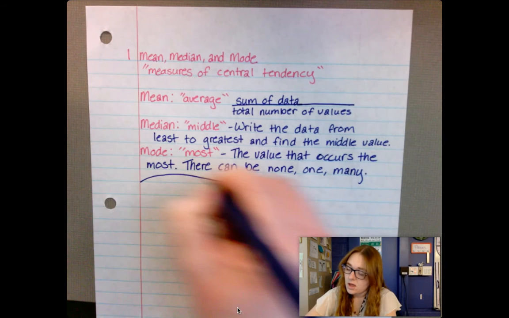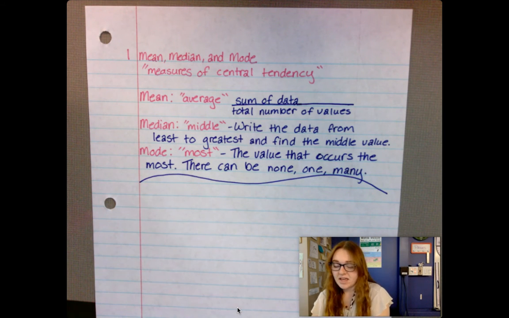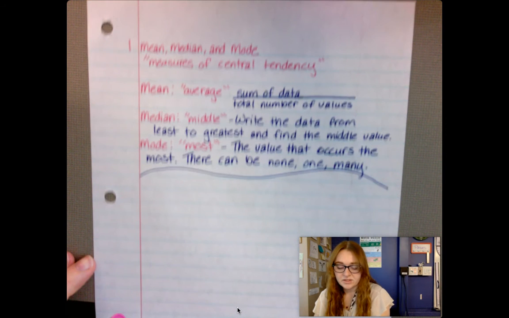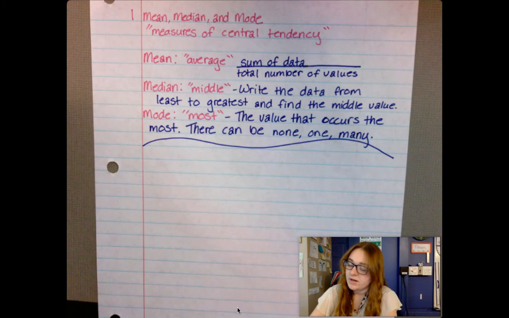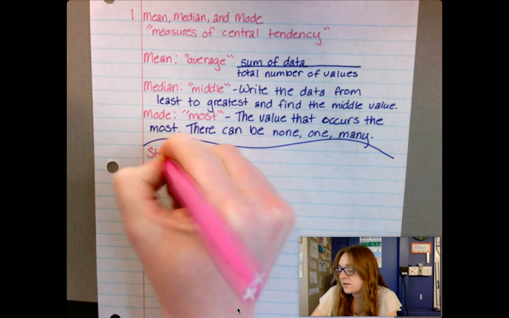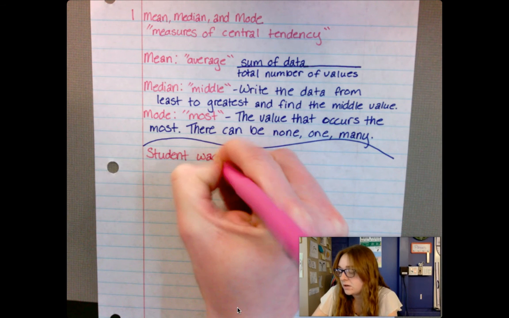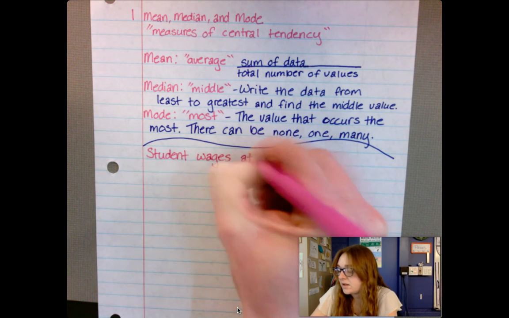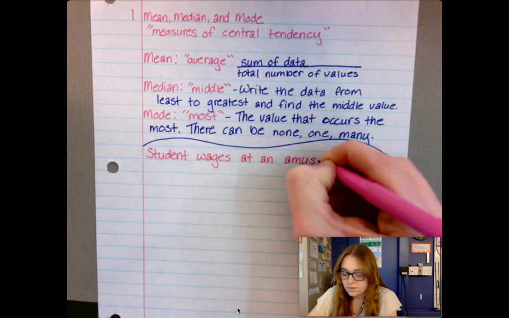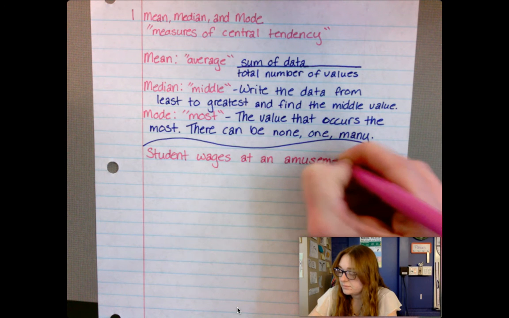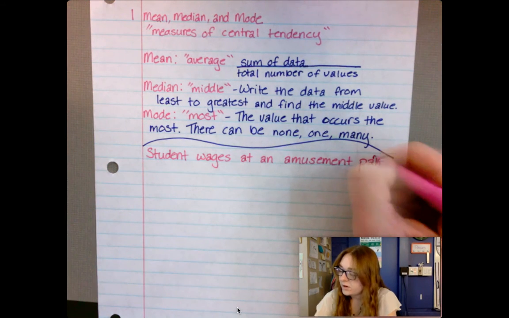Okay. So we're going to get our first set of data, and this data is going to be the students' wages at the amusement park. So we're going to label that student wages, so what they make an hour, at an amusement park. Oop, forgot the R.